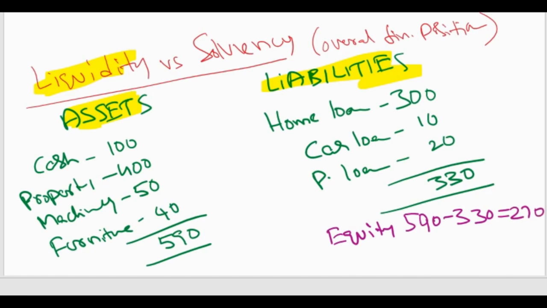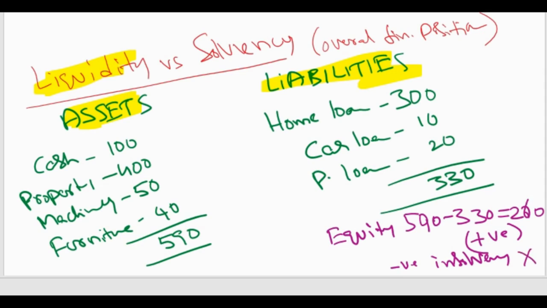No, 260, right? So it is in positive value. So it is in better position. But if it is coming in negative value, then insolvency, and it is in dangerous position, right?